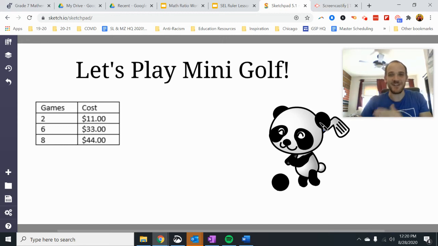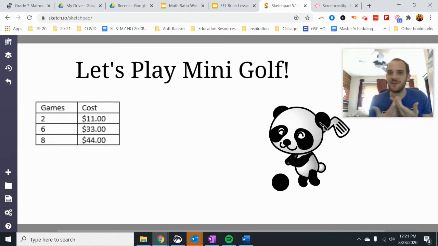Welcome back, ladies and gentlemen, to day 3. Day 1, we figured out how to compare different rates. Day 2, we went bowling and tried to figure out if a relationship is proportional. And now we're going to continue to A, decide if it's proportional, and B, use that to answer new questions.